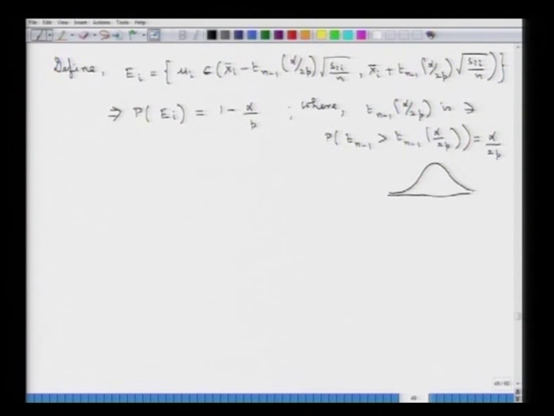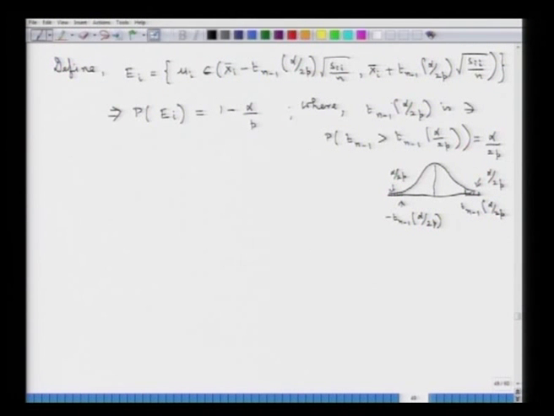So, if this is the t distribution PDF, we have a point here which is our t n minus 1 alpha by 2p. The area to the right of this is alpha by 2p. It is a symmetric distribution, and hence the area to the left of the negative of t n minus 1 alpha by 2p is also alpha by 2p. So, the two add up to alpha by p, and then the area between these 2 points is 1 minus alpha by p, and that is what is given by this expression out here.